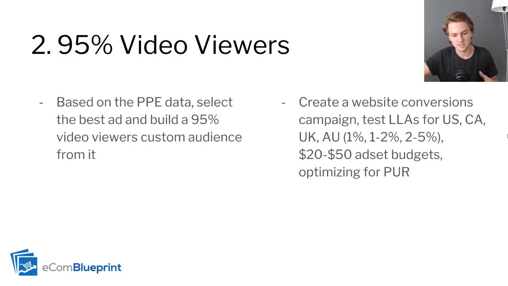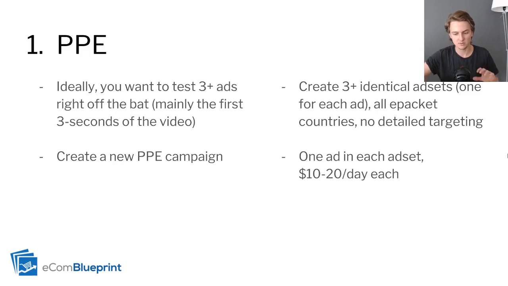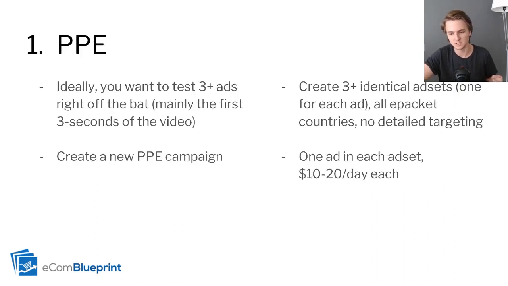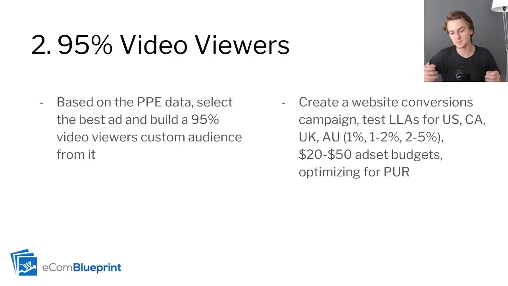And then based on that PPE data, you want to leave that running for a day or two, depending on how fast you're spending. So you can put the budget at $10 or $20 a day. If you put the budget at $20 a day, one full day should be enough data for you to determine which ads are best. Or $10, $10 is fine too. If you spend $10 on each, in total you'll spend $30, and then you'll be fine. Then based on that PPE data, you want to select the best ad, the one that has the lowest cost per engagement and also drives the most actions on your website.